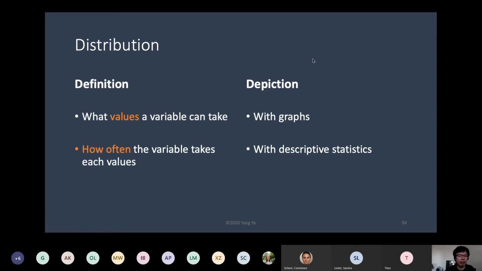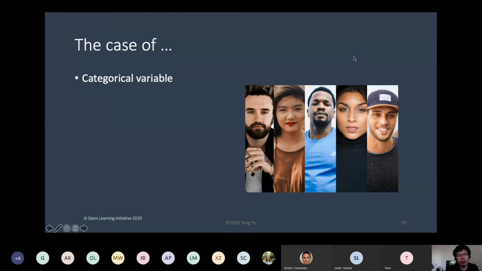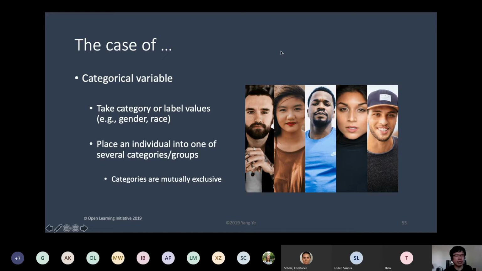So again, what values can it take? How often do they take each value? For a categorical variable, this is quite straightforward. You can just take the category or label values, for example, male or female. So a variable can be male, female, or black, white, Asian, all these different labels, right? These labels are just labels.